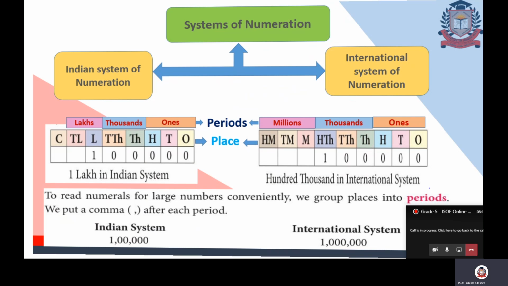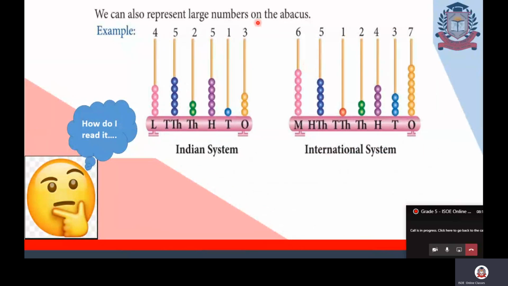Next, we know how to represent numbers on an abacus, right? Why do we use an abacus? We use an abacus for doing calculations easily and correctly, right? So this is how we use an abacus to represent large numbers. See here, I have ones place, tens place, hundreds place, thousands place, 10,000s place, and then lakhs place. Which system is this, children? This is the Indian system of numeration.